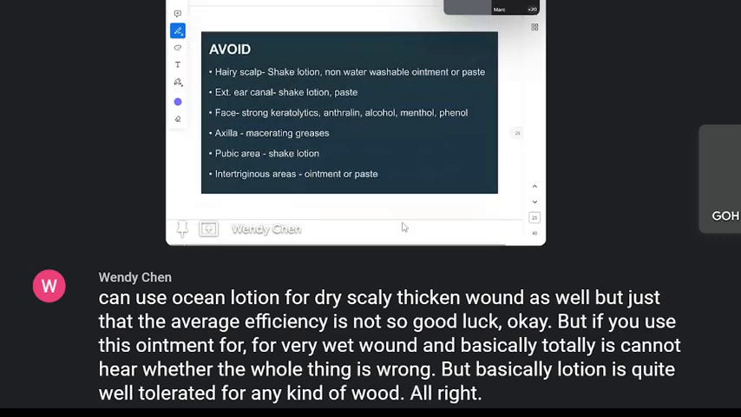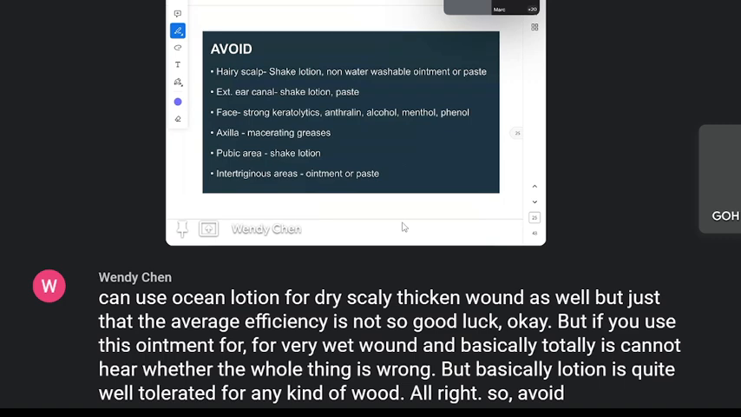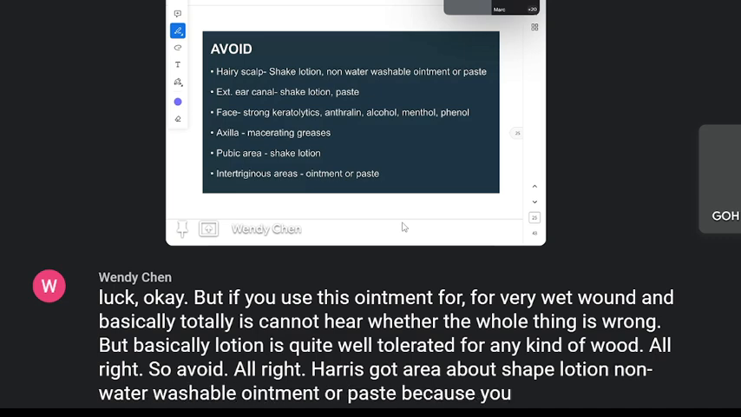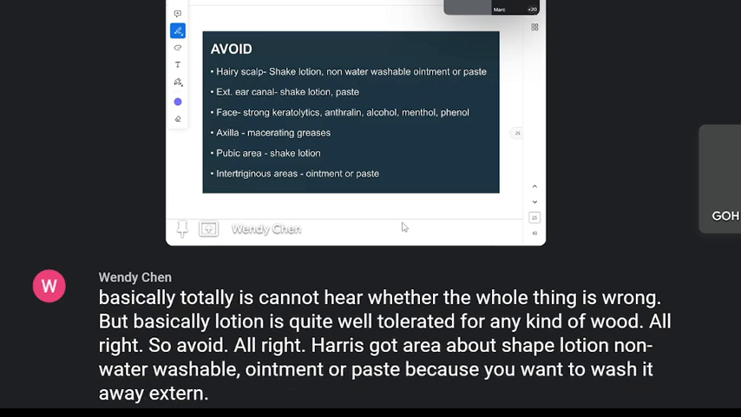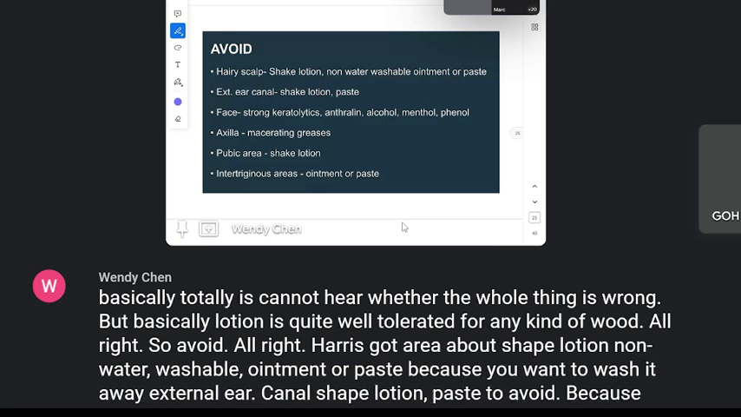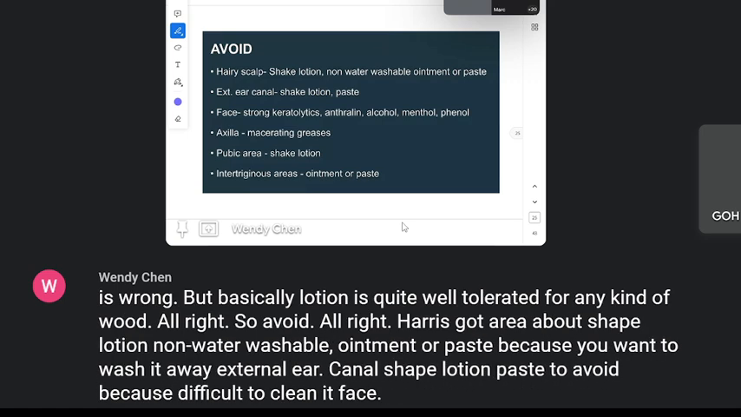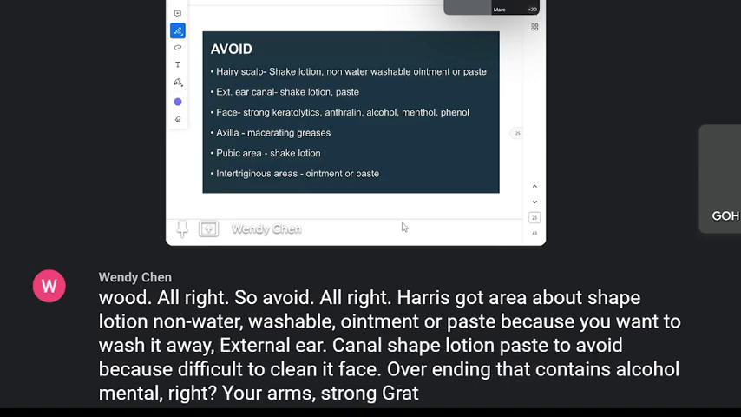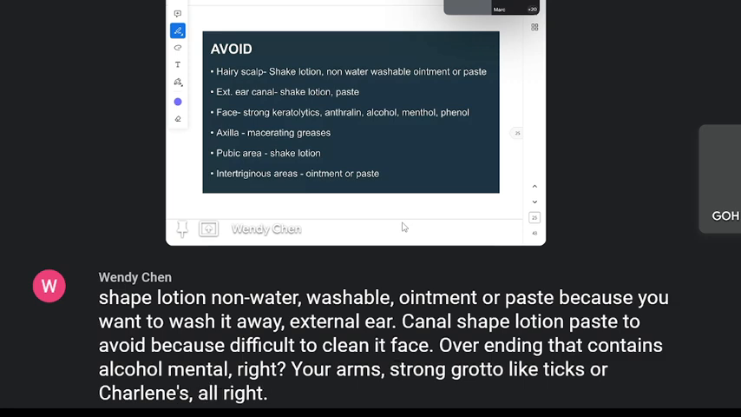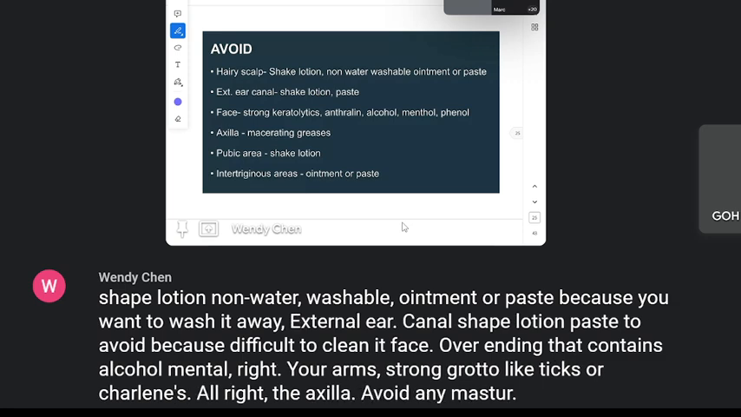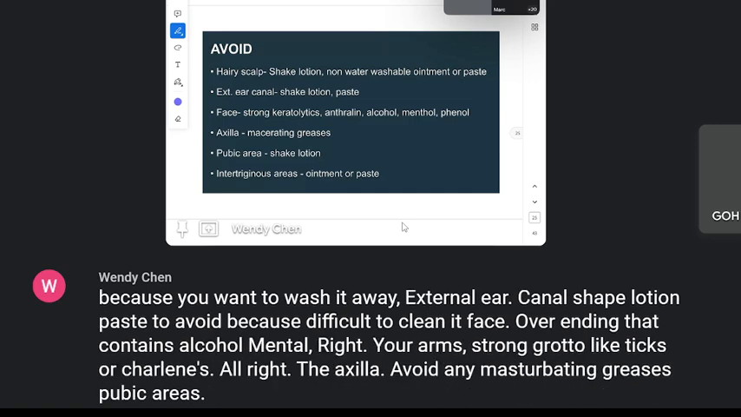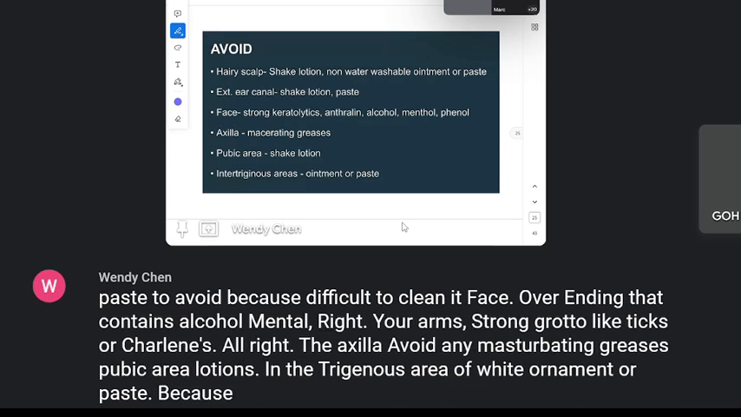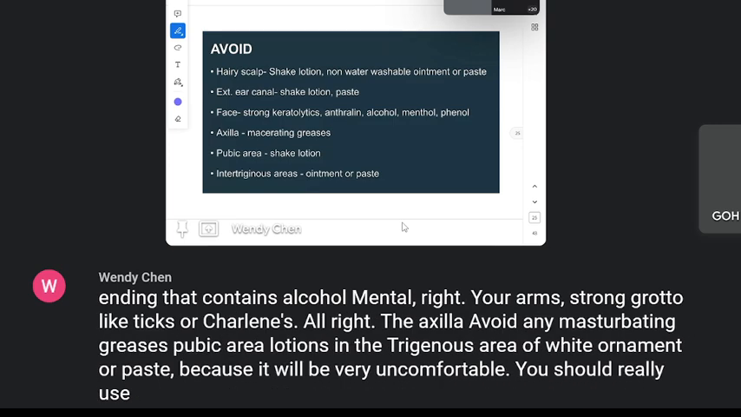All right. So avoid, in the hairy scalp area, avoid greasy lotion, non-water washable ointment or paste, because you want to wash it away. External ear canal, avoid greasy lotion or paste because it is difficult to clean. Face, avoid anything that contains alcohol, menthol, your strong keratolytics or anthralins. The axilla, avoid any macerating greases. Pubic areas, avoid greasy lotions. Intertriginous area, avoid ointment or paste because it will feel very uncomfortable. Usually for this area we use powder, all right?